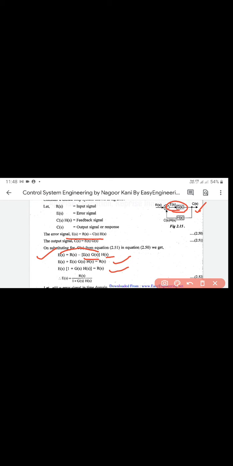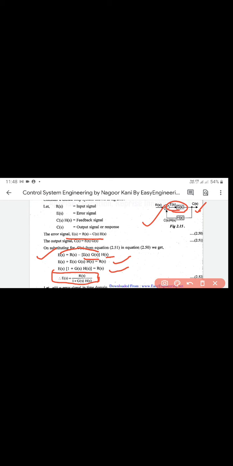So finally, we want to know how much error is existing within the system. That error E of s is equal to R of s by 1 plus G of s into H of s. This is the error formula. So for a given closed loop system, E of s is equal to R of s by 1 plus G of s into H of s.